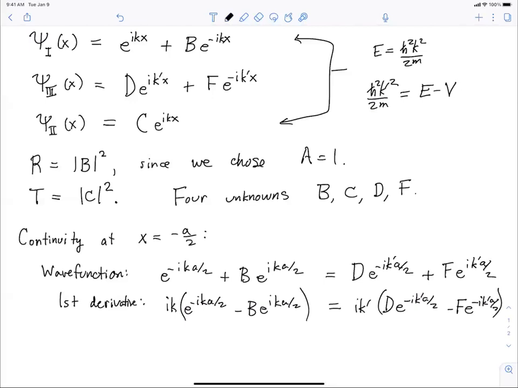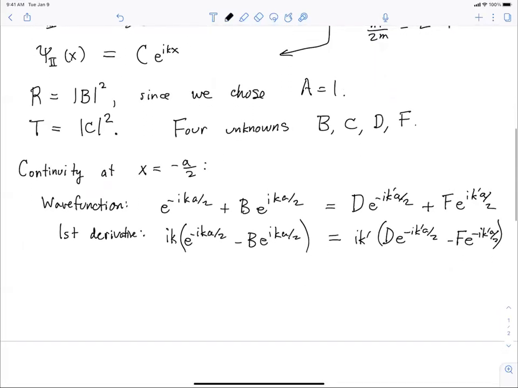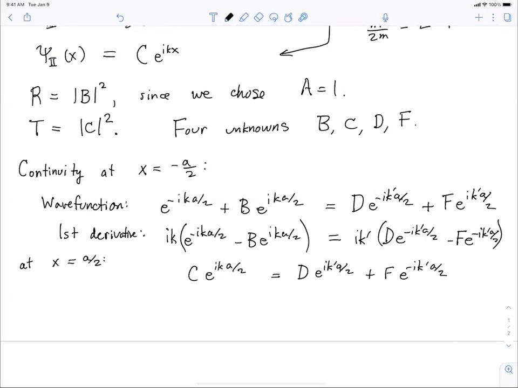Okay, so we have 2 equations, but we have 4 unknowns. And so we're also going to be imposing continuity at x equals a over 2. So there it's c e to the i ka over 2 has to match with d e to the i k prime a over 2 plus f e to the minus i k prime a over 2. And then that's the wave function continuity. And then there's the first derivative that we have to impose.